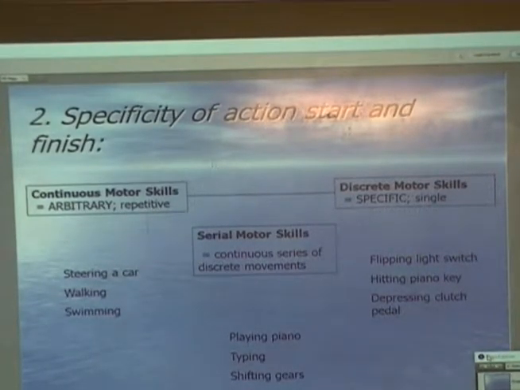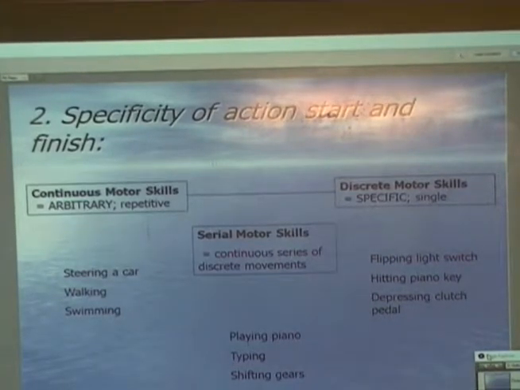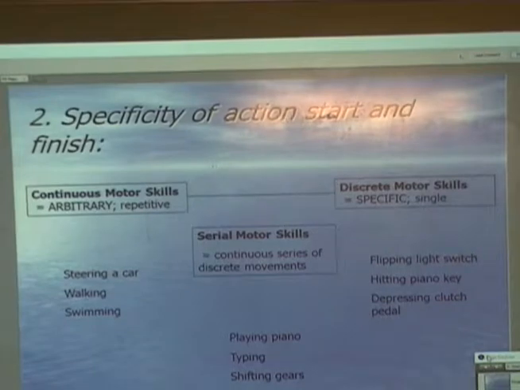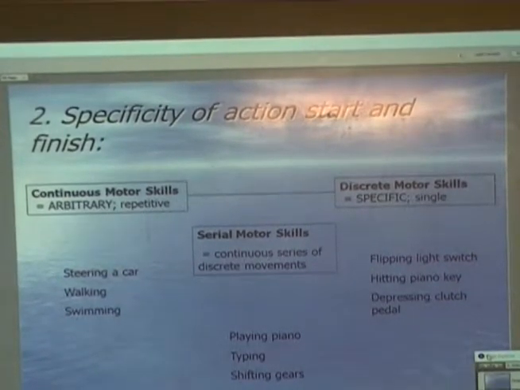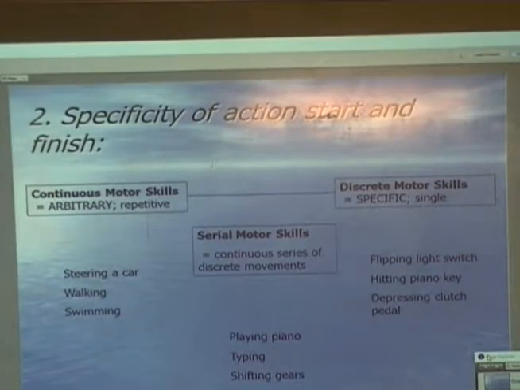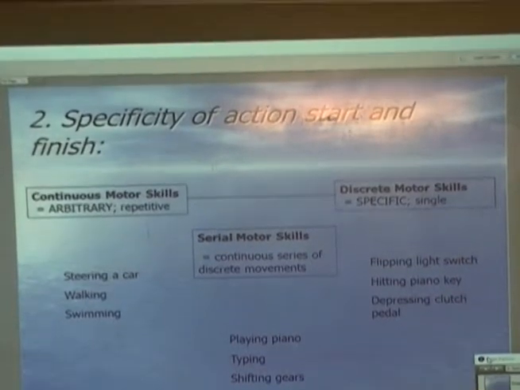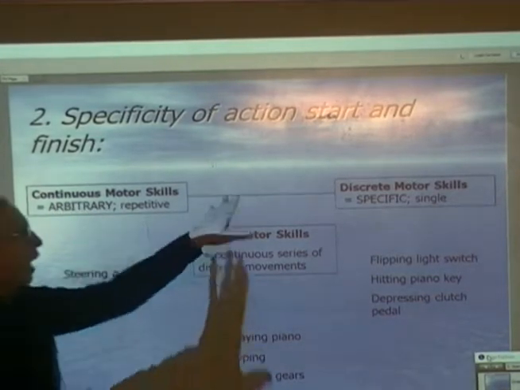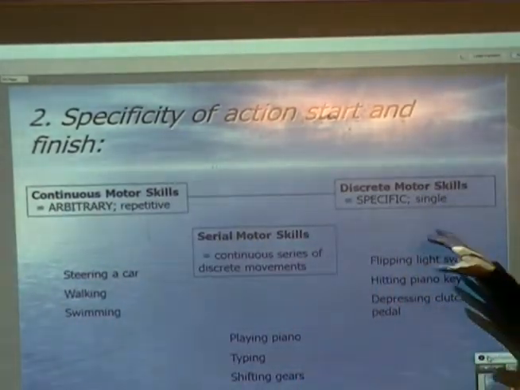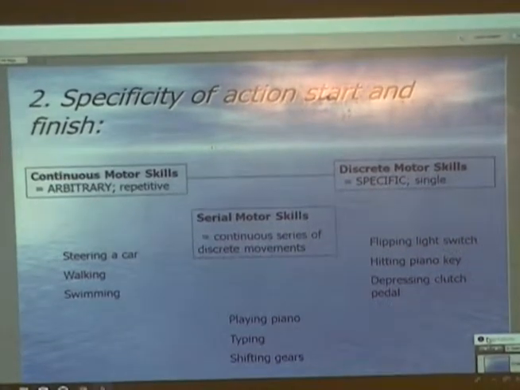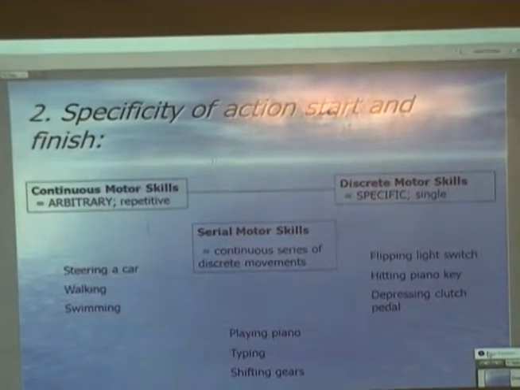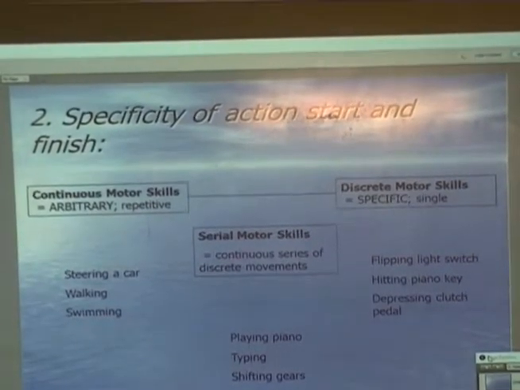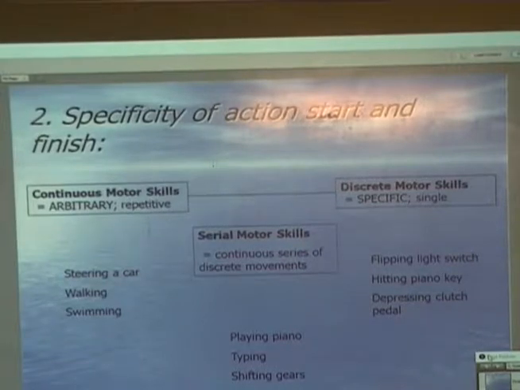So group 2, we have on one end skills that have an arbitrary beginning or an arbitrary end point, and they often involve repetitive movement pattern. So steering a car is considered a continuous skill. Our other end of our continuum, we're looking at skills that have a very defined beginning and end point, right? Usually they are one relatively simple movement, okay?